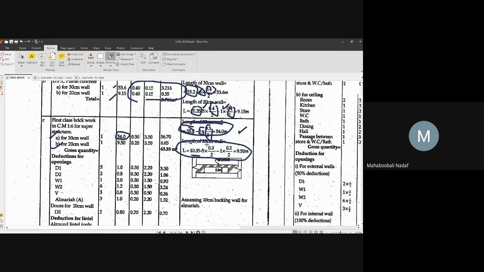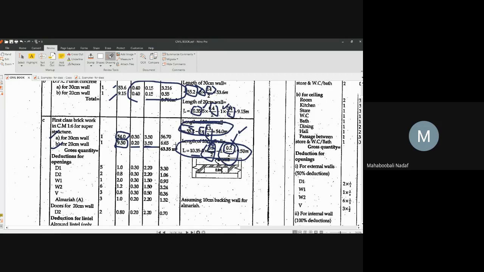10.35 minus number of junctions into b/2, and this minus junction into b/2. One important thing to see here: at the 30 to 20 junction they have taken 0.3 as the breadth of the wall, and at the 20 to 20 junction they have taken 0.2. That is all. This is an important point. Okay, that is the corrected center length 9.5, its width and its height.